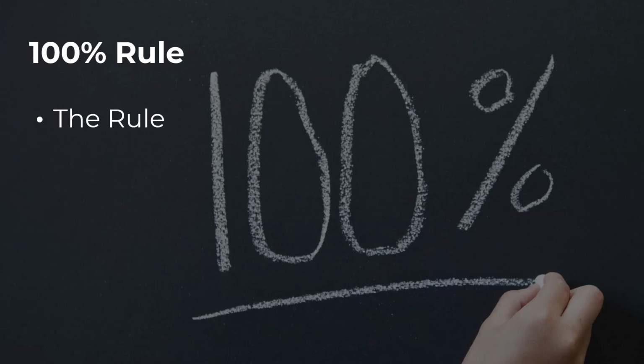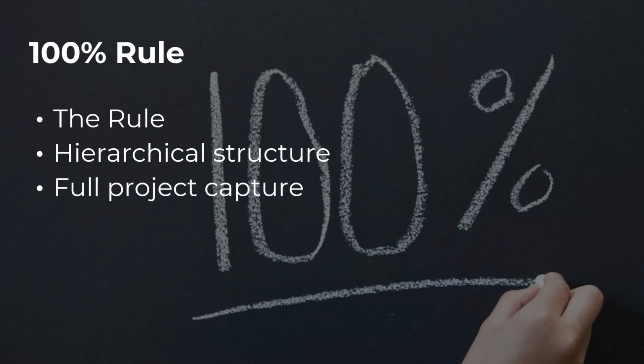As we have learned, the WBS is a hierarchical structure. At the top, we have the project as a whole, and as we move down, we divide it into smaller, more manageable parts, ensuring that each part contributes to the total project scope. Now, when we say full project capture, it means that the 100% rule ensures that the WBS covers all project tasks, outcomes, and deliverables. It's like a safety net, making sure we haven't missed anything vital.